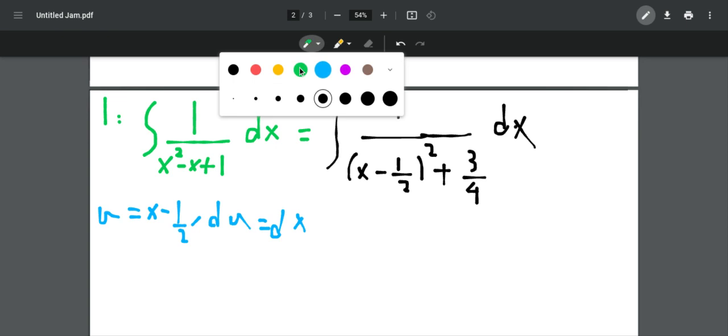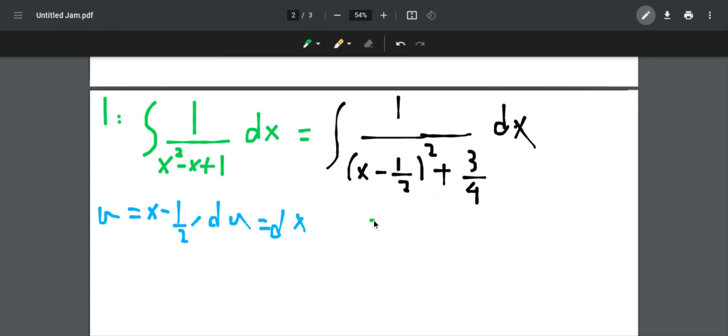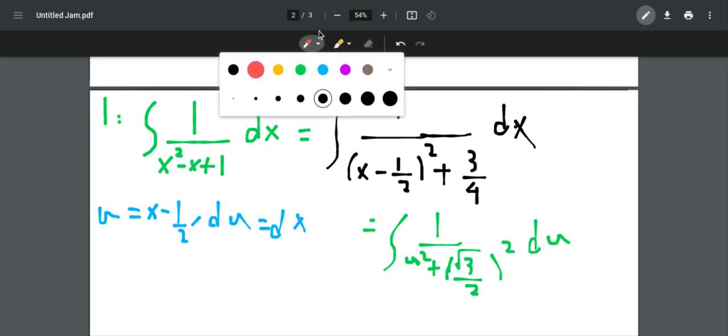And now I can put this integral in a new variable. I can write this as the integral of 1 over u squared plus, and I'm going to write this 3 over 4 as root 3 over 2 squared, because we need it to be in the form of arctangent of 1 over u squared plus a squared, and then we have du here. Okay, so now we are ready to integrate it. This is a very easy integral.